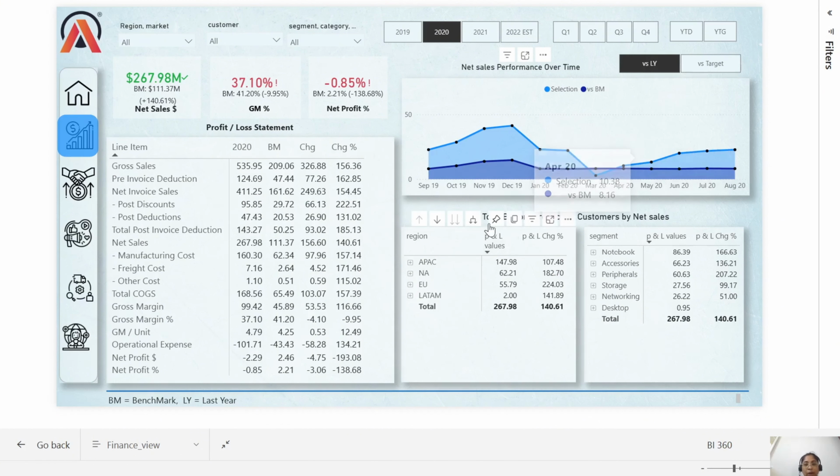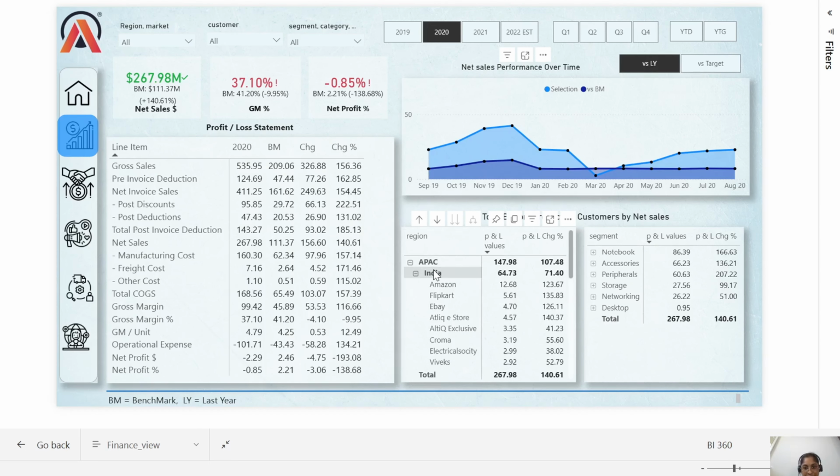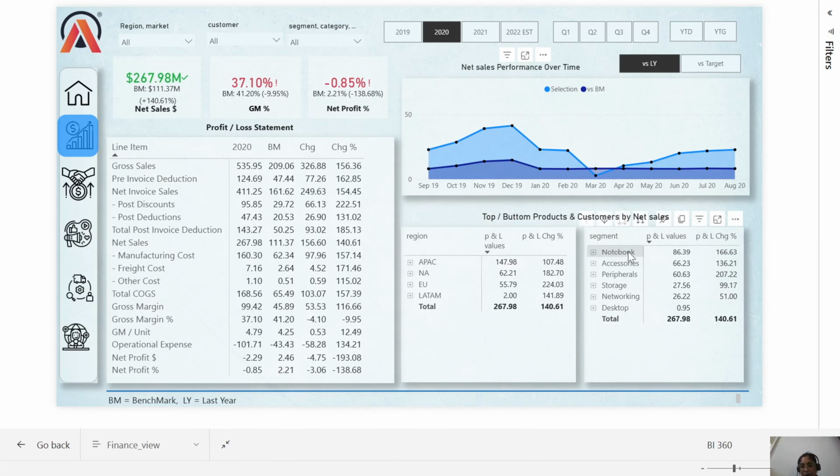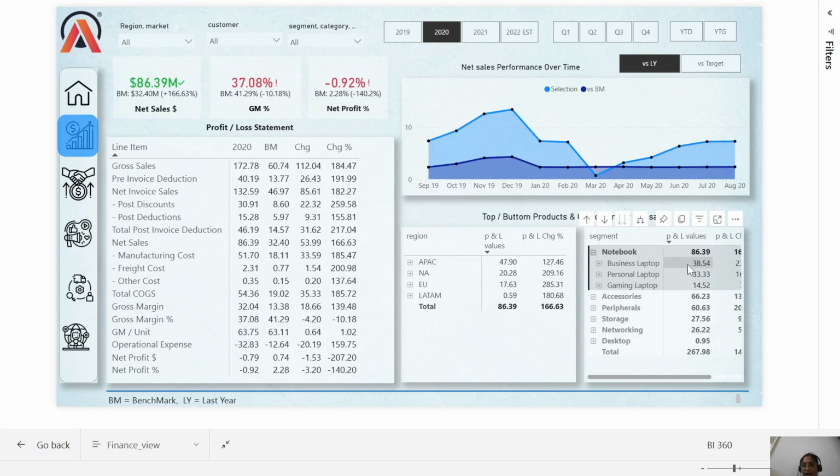Now let's look at the top and bottom products and customers. Here, top and bottom customers. The APAC region has the highest sales, especially in India, and Amazon is the main customer driving the revenue. Then moving to the top and bottom products, notebooks are the best selling product segment of AtliQ's products. Here, business laptops, personal laptops, and gaming laptops are selling very well. We already discussed Latin America facing huge losses.